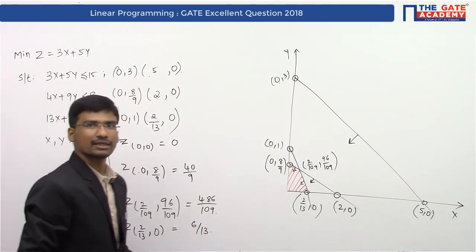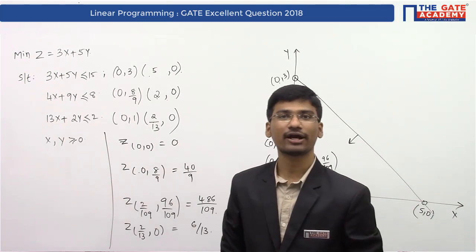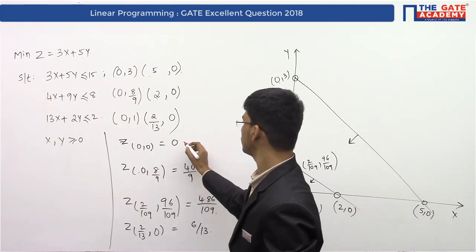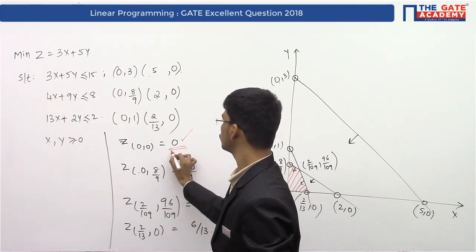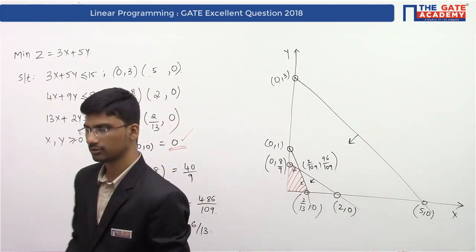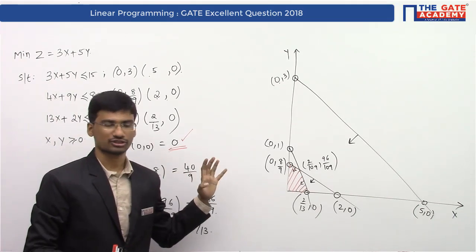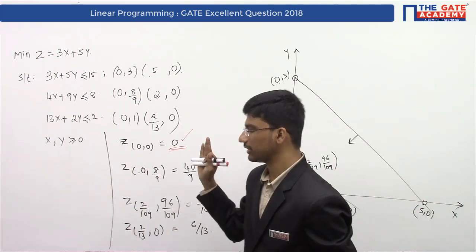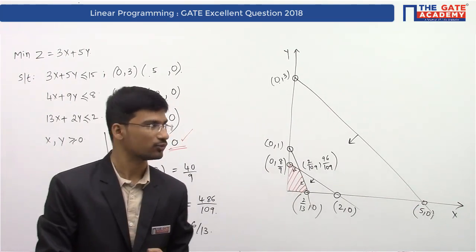Right? Now what they are asking in the question? They are asking us to find the minimum value of the objective function. So your minimum value is 0. So this is your minimum value, right? Which is asked in the question. Now, so this is just a conventional approach for this particular question which we have discussed till now.